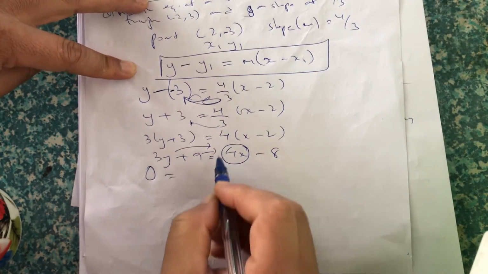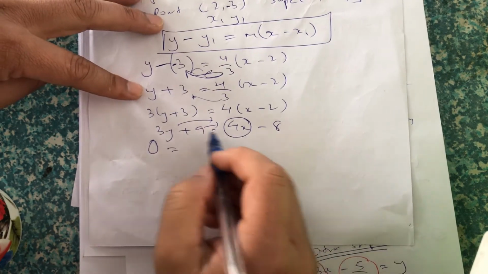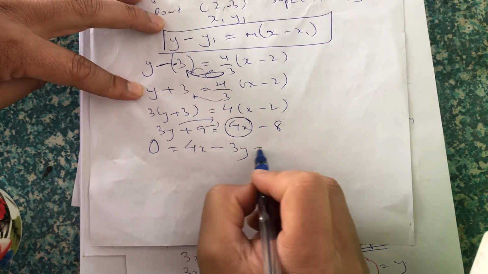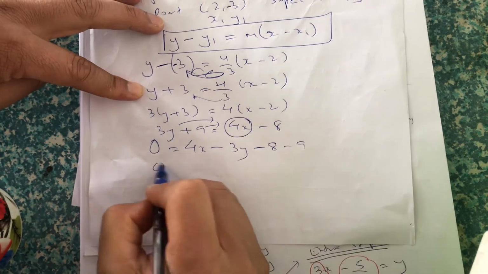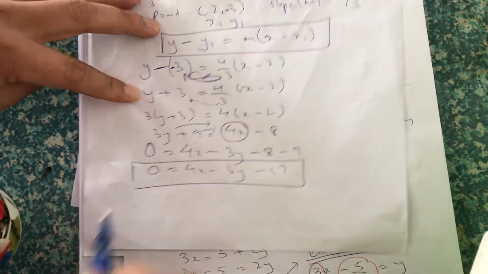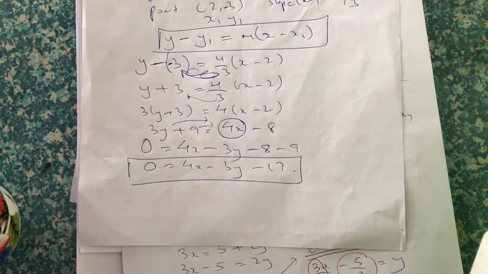This side I write equal to 0. When I'm doing this, I'll start putting them in an order. So first I write x, then I write this, and if you want, you can do this step by step. 4x minus 3y minus 17. That's my required equation. So that is how we solve this.